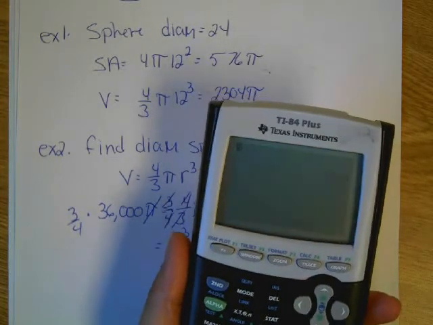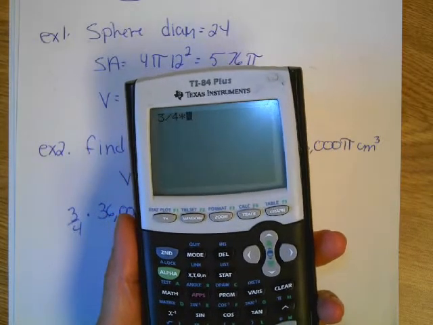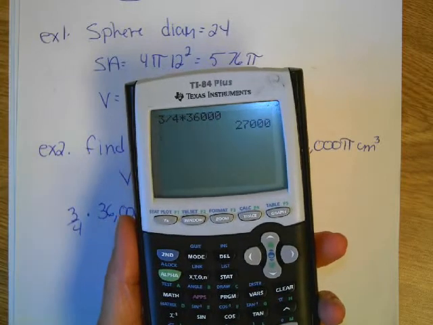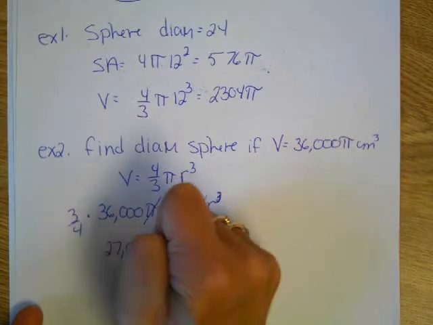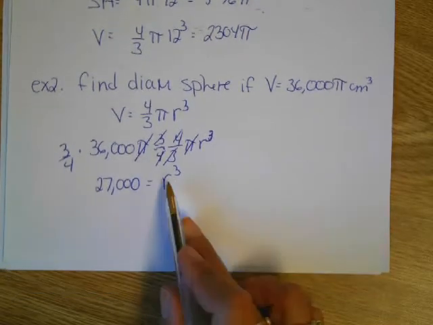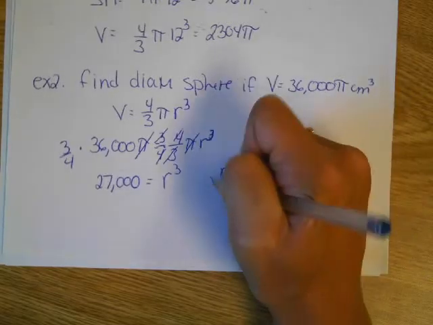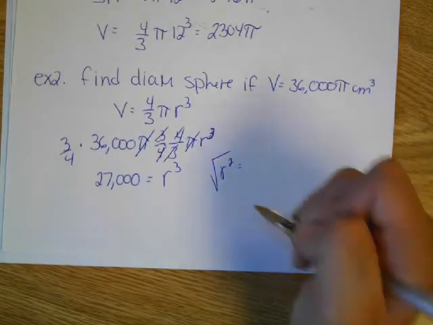Over here, 3 divided by 4 times 36,000. That gives us r cubed equals 27,000. Now we've got to uncube something. We have not done this. I don't think you've ever done this. But remember, if we had r squared, we would be square rooting. Well, if you've got r cubed, you're going to be cube rooting.